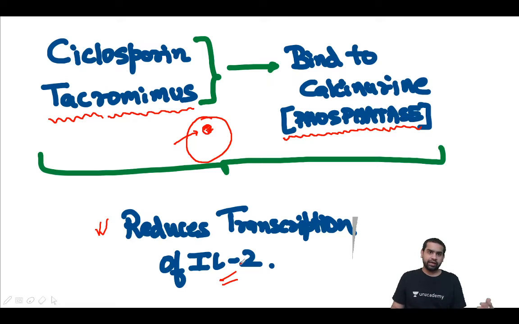But how do they act? They basically go inside the cell. Inside the cell they combine with calcineurin. What is this calcineurin? Calcineurin is a phosphatase, an enzyme which basically helps in the transcription of interleukin 2. And if cyclosporin and tacrolimus go and attach to this calcineurin, what will happen? This will inhibit or reduce the transcription of interleukin 2, and this is how interleukin 2 levels are reduced. Okay, so this is something to know about.